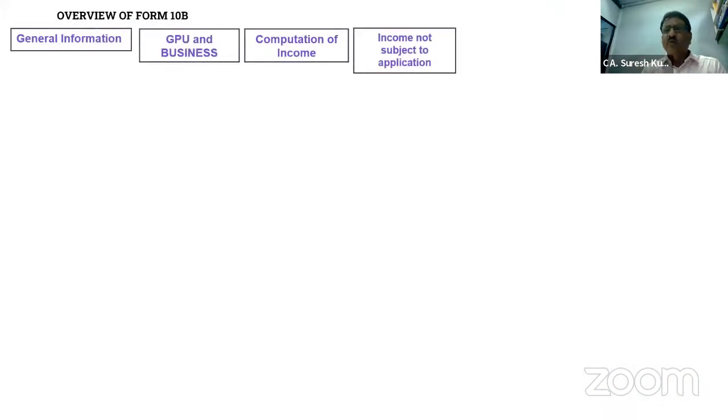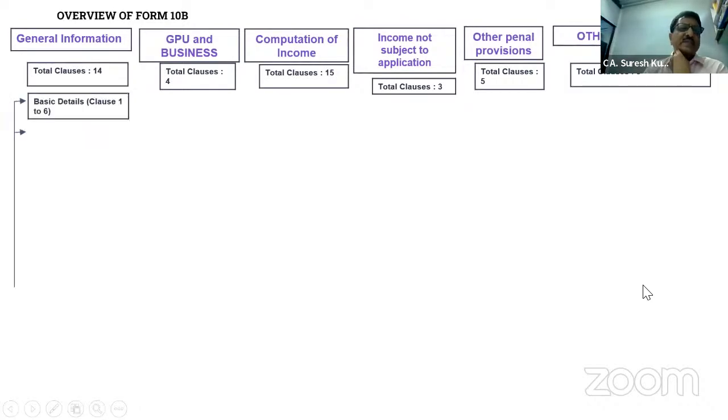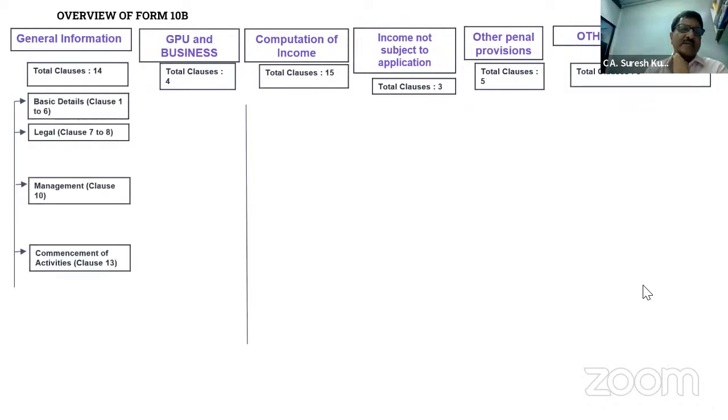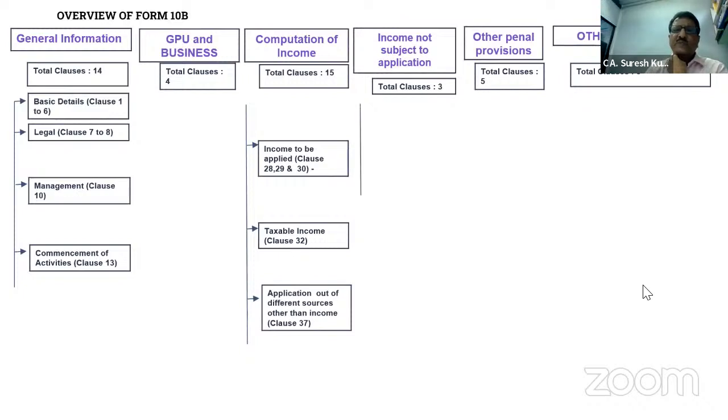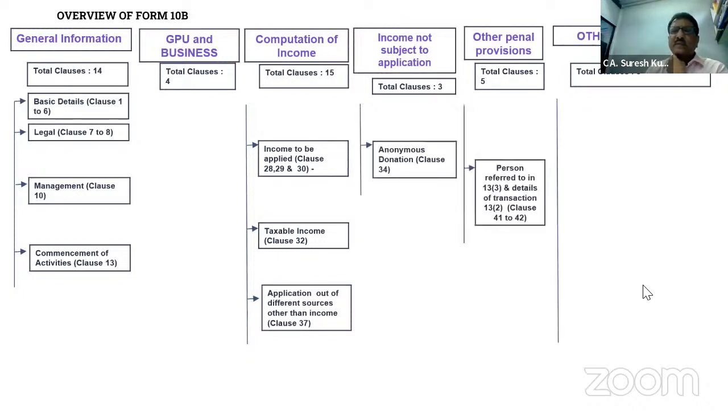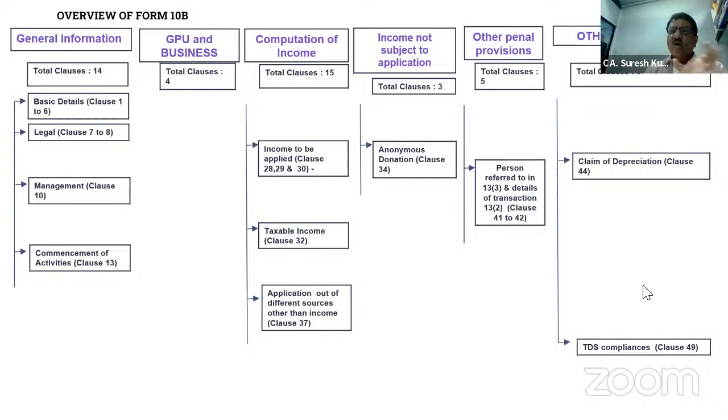And what is the overview of this form? Again, I have bifurcated those clauses under general information, GPU and business, computation of income, income not subject to application, and other penal provisions. This consists of basic details, legal clauses, management details, commencement of activity, income to be applied, taxable income, application out of sources other than income, anonymous donation, then persons referred to in Section 13(3), then claim of depreciation, then tedious compliances. All these clauses are from 10BB. They are not new. They are brought down from those annexures.